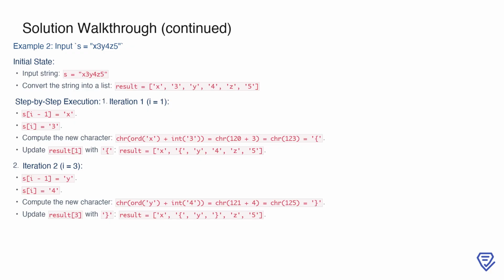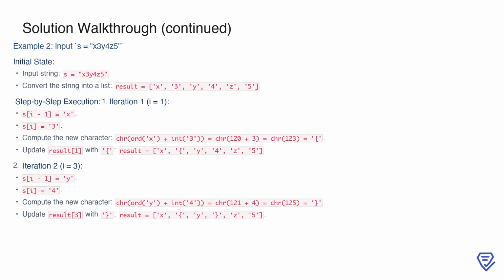Now, let's look at the second example, with the input string s equals x3y4z5. As before, we start by converting the string into a list for easier manipulation, result equals list of x3y4z5. In the first iteration, with i equals 1, the character before the digit is s[i-1] equals x, and the digit is s[i] equals 3.